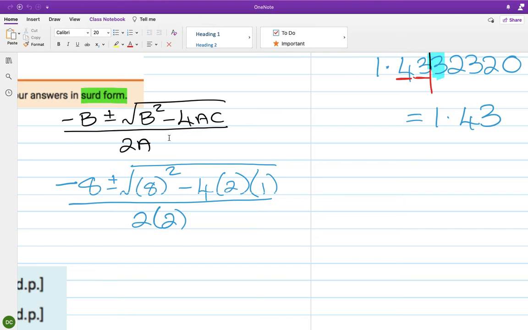Okay, so the minus 8 is just a minus 8. That's fine. Plus or minus is fine. 8 squared, you can do in your calculator if you need to. It's 64. And then this bit, again, you can put it into your calculator if you need to, but that whole thing is done together and we get minus 8. And that is all over 4.